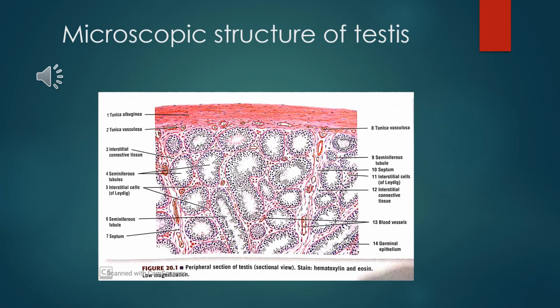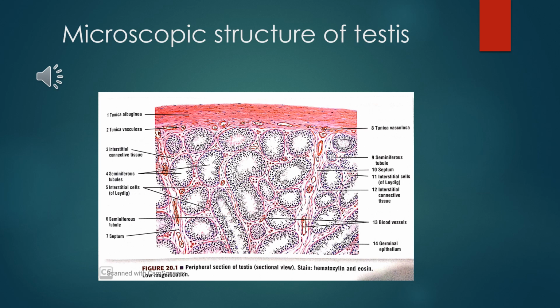This is the microscopic structure of the testis. The first thing you can see here is the tunica albuginea. It is a dense fibrous coat. Deep to this tunica albuginea is the tunica vasculosa. As the name suggests, it is vascular.